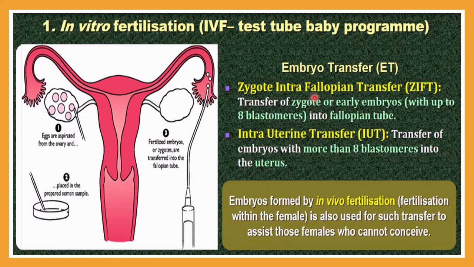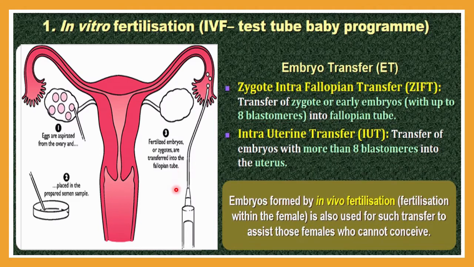ZIFT is zygote intrafallopian transfer. You have to remember all full forms. So ET is embryo transfer, and ZIFT's full form is zygote intrafallopian transfer. It is the transfer of a zygote or early embryo. Why is it called an early embryo? Because it is allowed to grow in the laboratory up to just 8 blastomeres, and that is an early embryo. So if a zygote or early embryo is transported, then it must go into the fallopian tube.